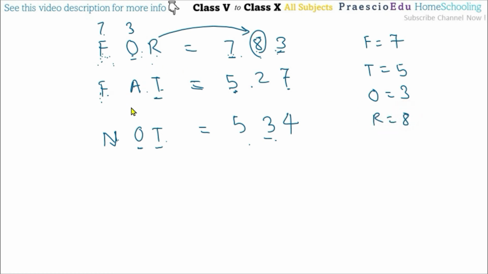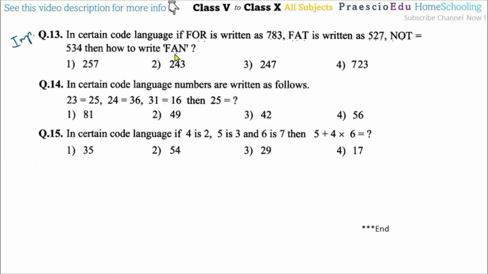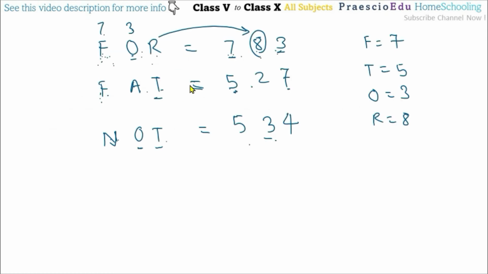Like this one, N we have to find out. Because FAN we have to find out. So the A value also we have to find out. Now in between this we have to compare. So here the T value we have to put, here 5, here also 5. Now the F value is 7, so here F value 7. So 5 and this 7 we already have got here. So 2 and this A. So A is equal to 2, we got it.